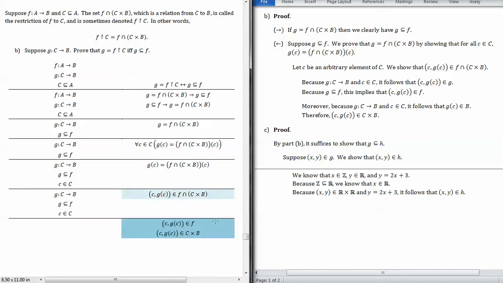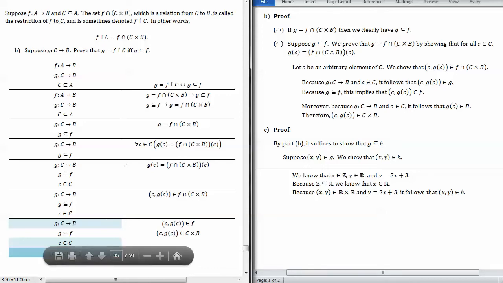Okay, and so I've got to show that it's in both of these sets. It's in F and it's in C times B. Well, what can I deduce? Because G is a function from C to B, and I have an element little c in the domain, that means that I do have this ordered pair, (c, G(c)), in the function G.